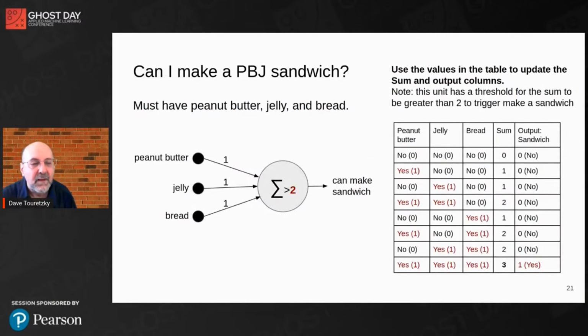So this is what that looks like. In very early grades, they can learn the basic idea of a linear decision function. So here's, can I make a peanut butter and jelly sandwich? I have to have all the ingredients. And you can teach this to kids in elementary school.